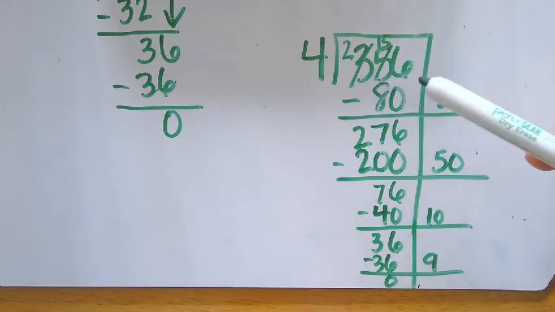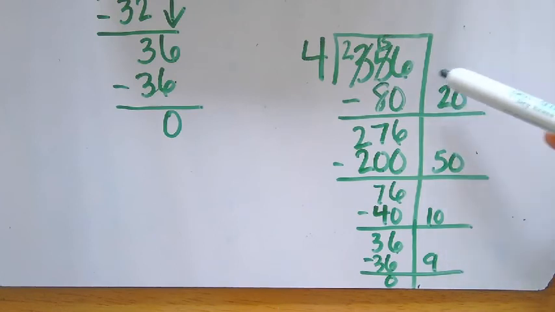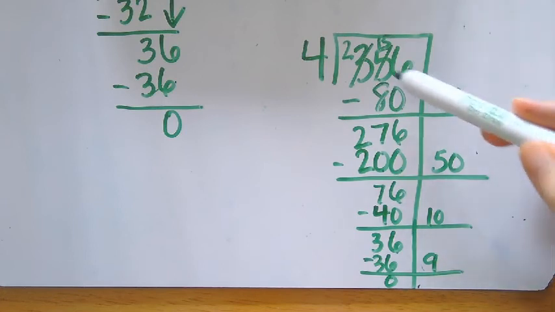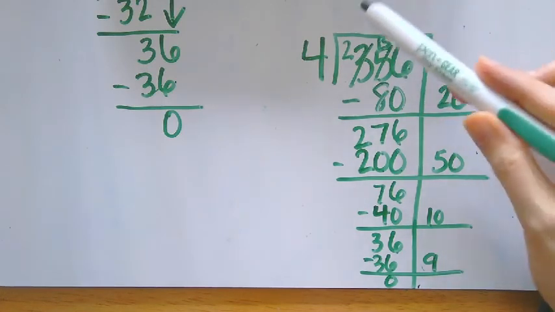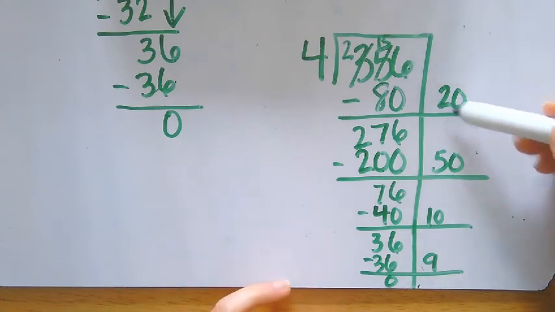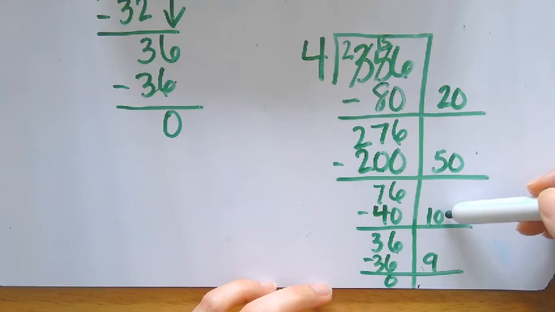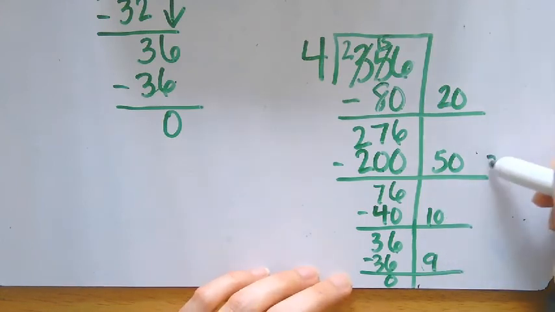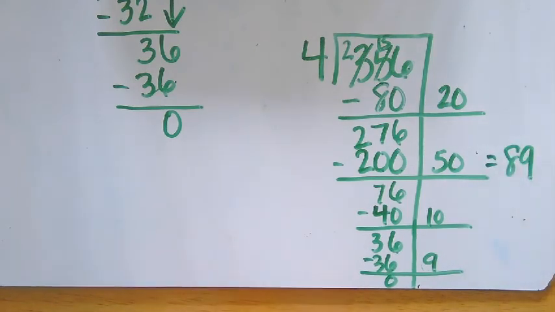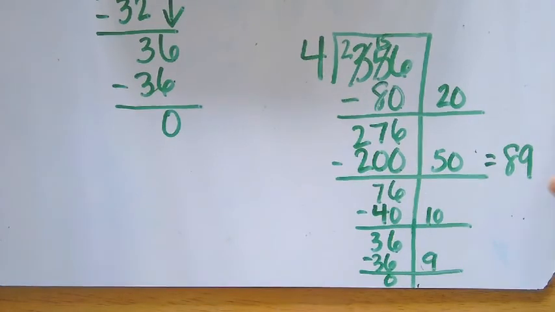The last thing you're going to do with the Super 7 is add up all the numbers that are on the right, and that is going to become the number that would have gone up here as your quotient. So we're going to add 20 plus 50 is 70, 70 plus 10 is 80, 80 plus 9 is 89. Again, we know that we can check our work by multiplying 89 times 4.